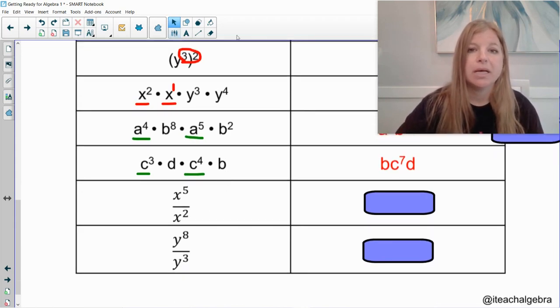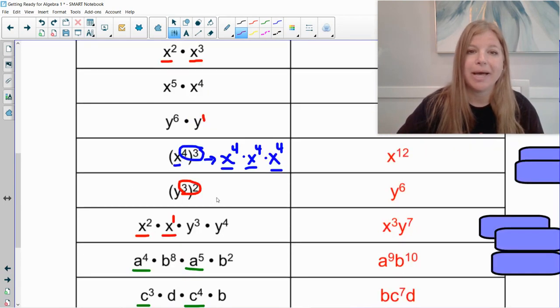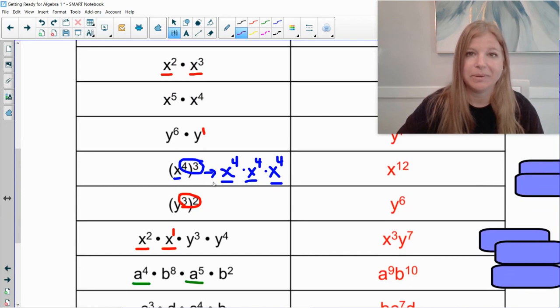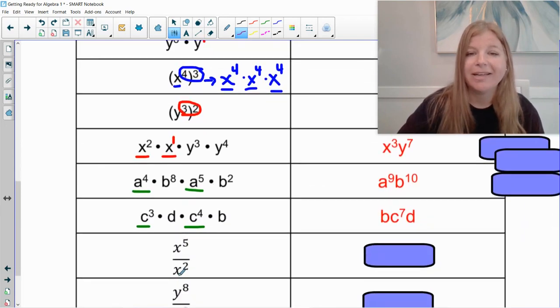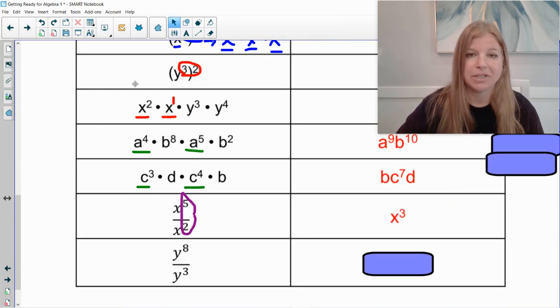Last two problems. The other rule that we did not talk about yet is when you are dividing, you don't add the exponents, you don't multiply them. Let me go back here. If I multiply the same bases, I add the exponents. So if I divide, I do the opposite. Instead of adding, I subtract them. So 5 minus 2. And so that would give me x to the third.